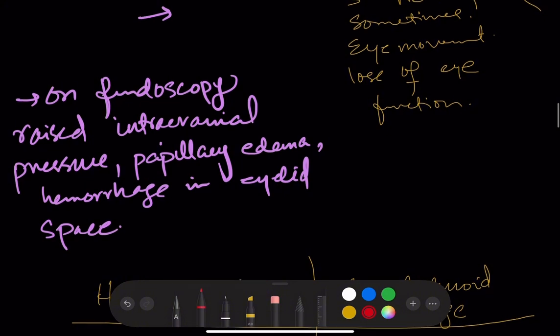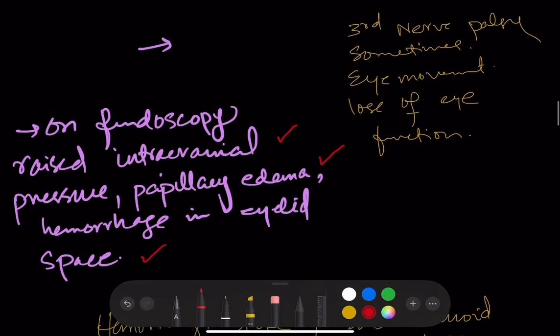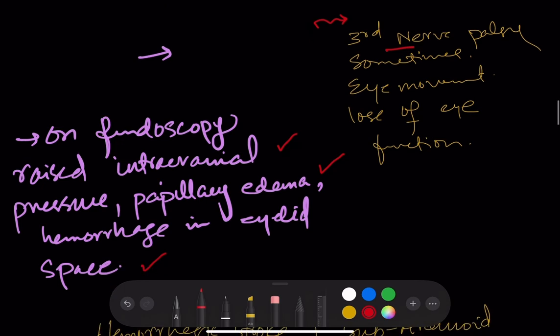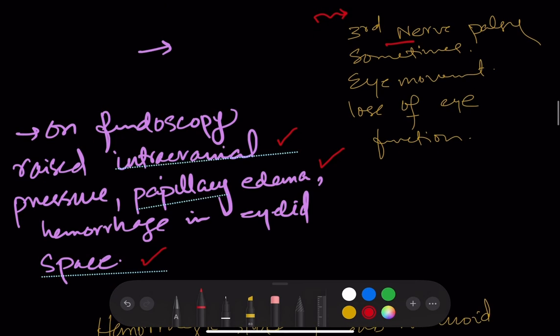On fundoscopy, there will be raised intracranial pressure, there will be papilledema, and there will be hemorrhage in the subhyaloid space. These are the common features on fundoscopy. Third nerve palsy, sometimes with eye movement abnormalities and loss of eye function. As hemorrhage occurs in the subarachnoid space, third nerve palsy may occur, which leads to loss of the eye function. So this is also one of the main features of the subarachnoid hemorrhage.